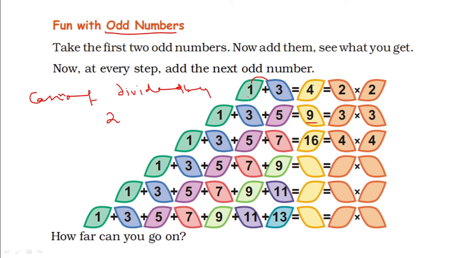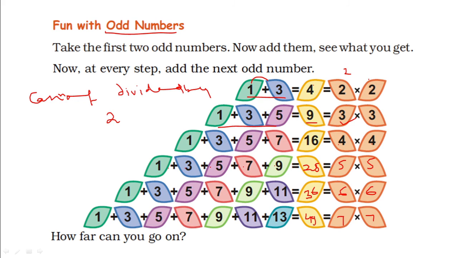How many odd numbers? 2. So we multiply 2 by 2. If odd numbers are 3, we multiply 3 by 3. If odd numbers are 4, we multiply 4 by 4, that is 16. If odd numbers are 5, 1, 2, 3, 4, 5, we multiply 5 by 5, so the answer is 25. Similarly, if odd numbers are 6, we multiply 6 by 6, so the answer is 36. If odd numbers are 7, we multiply 7 by 7.